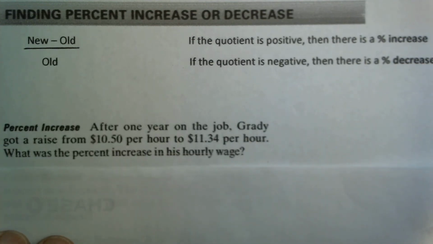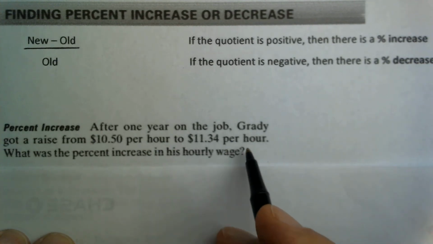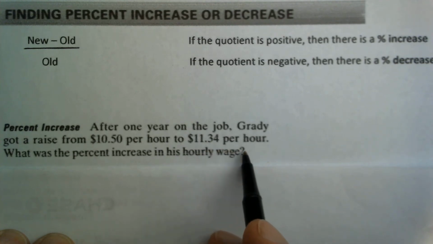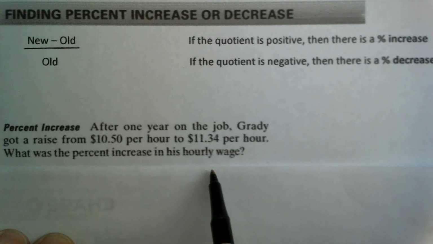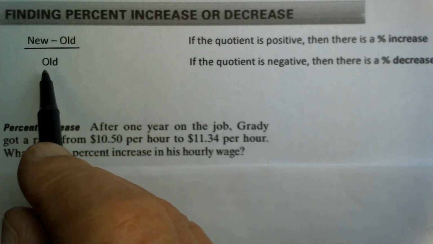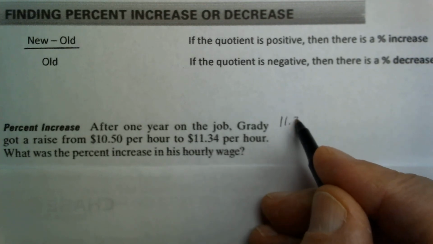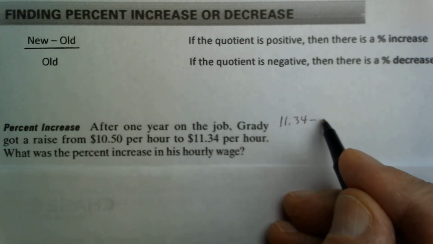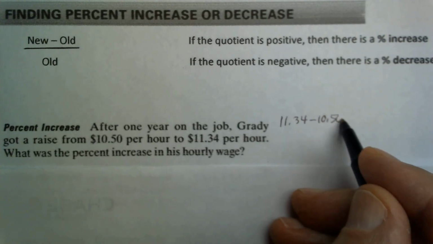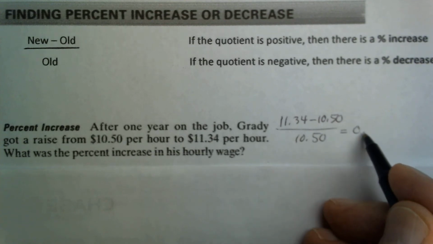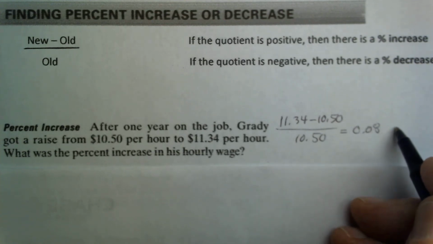Percent increase. Here we told you ahead of time, but after 1 year on the job, Grady got a raise from $10.50 per hour to $11.34 per hour. What was the percent increase in his hourly wage? So applying the new minus old divided by old, the new amount would be $11.34. The old amount was $10.50, divided by $10.50, and that is 0.08 or 8%.